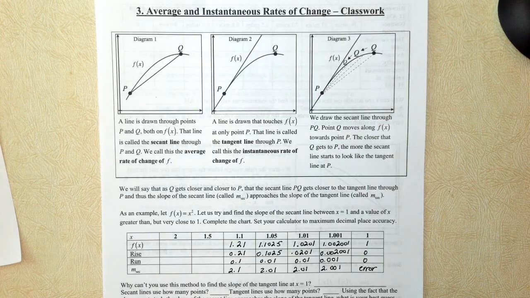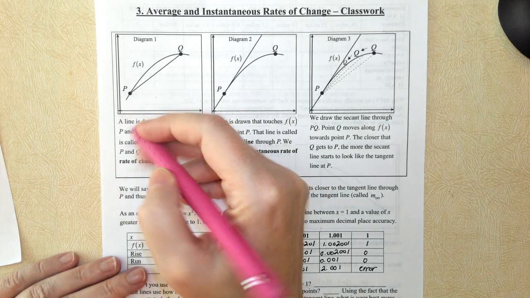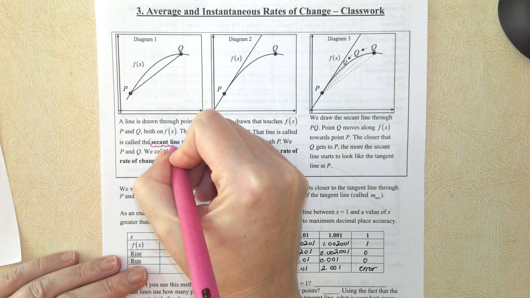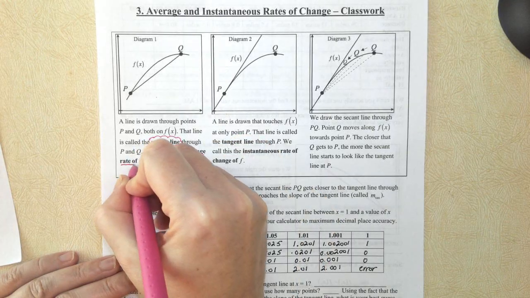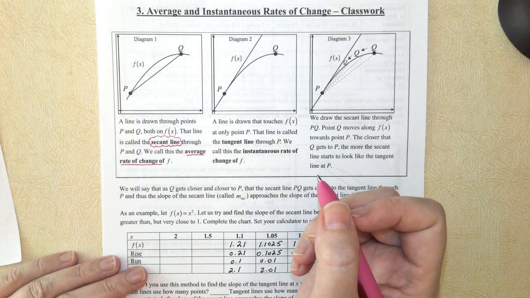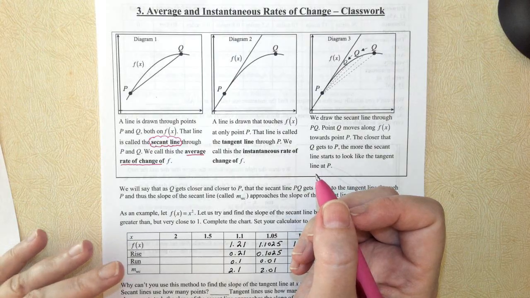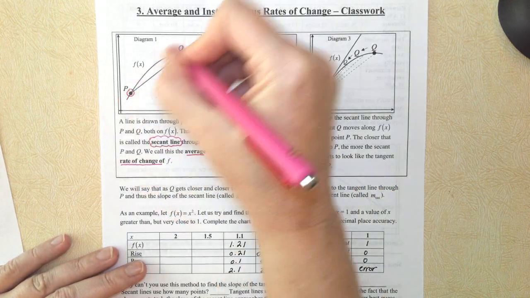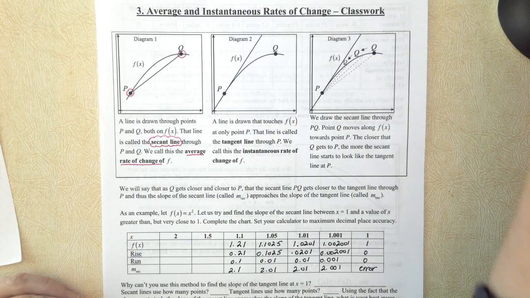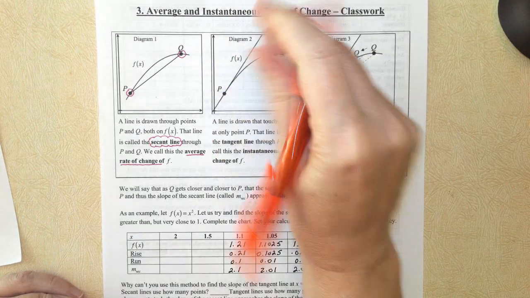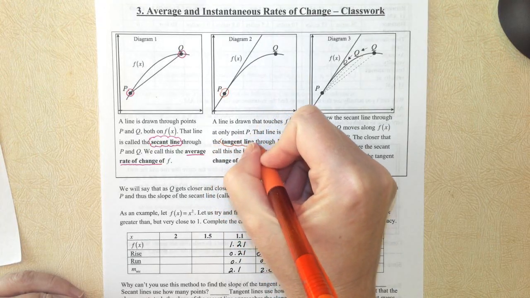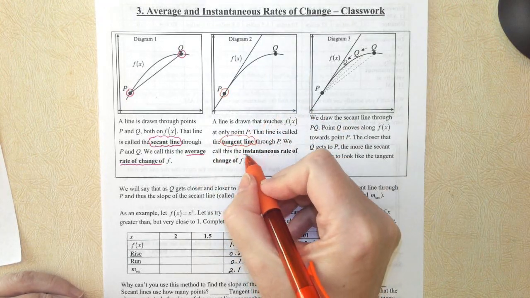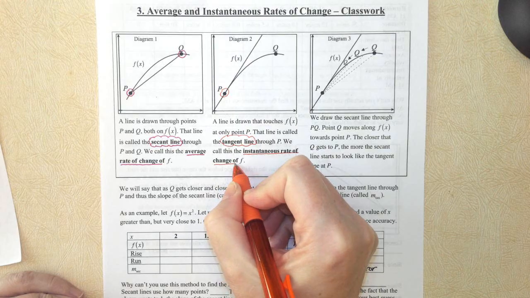So we're going to start with some diagrams right at the top, and this is really just a reminder that when we have secant lines, this is going to be called the average rate of change. Okay? So remember that secant lines go through 2 points. Then we have our tangent lines. And the tangent line only goes through 1 point. So that tangent line is going to be called the instantaneous rate of change.